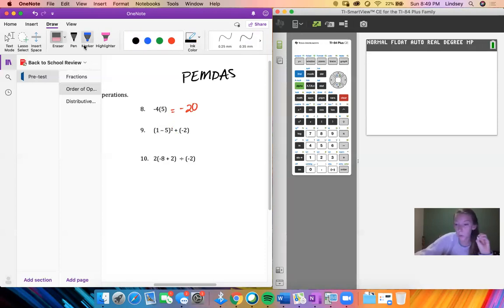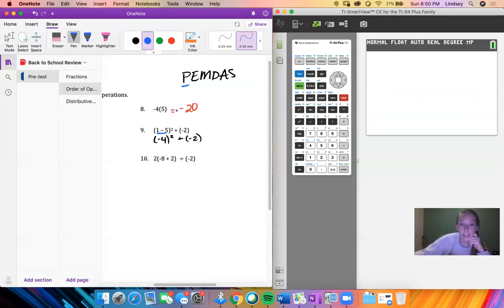Okay, I like to do one step at a time. I don't like to rush through it because when you start rushing and trying to skip steps, that's when you start making mistakes. So parentheses is the first one, so I'm going to work what's in parentheses first. I usually underline it, and then I work it, and then I rewrite the problem. So for example, 1 minus 5, that's going to give me -4 squared plus -2.